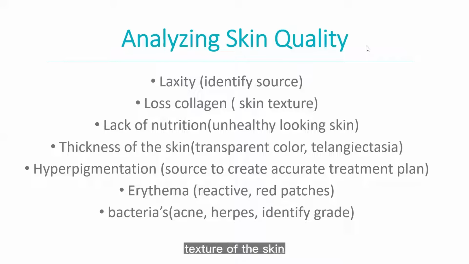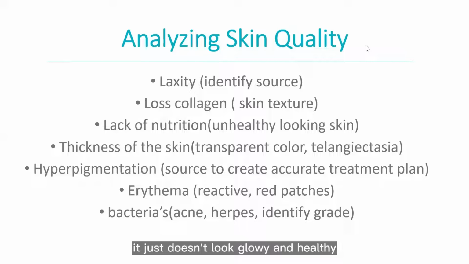This is where we see texture of the skin and the loss of collagen. Lack of nutrition and healthy looking skin. You can tell people they're smokers. It just doesn't look glowy and healthy. Thickness, again, transparent color, telangiectasia.